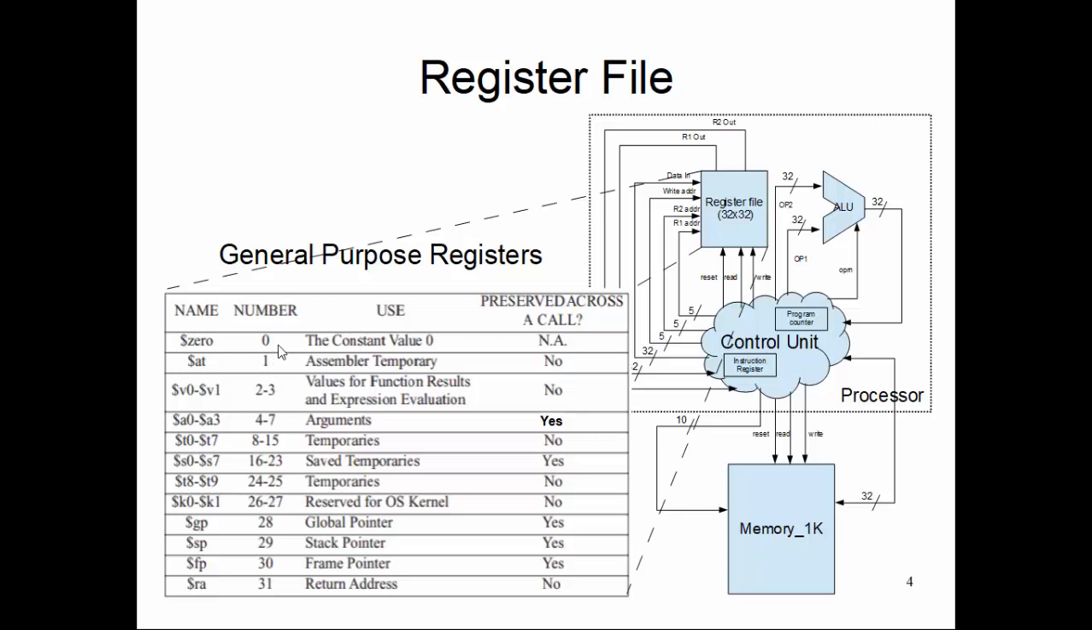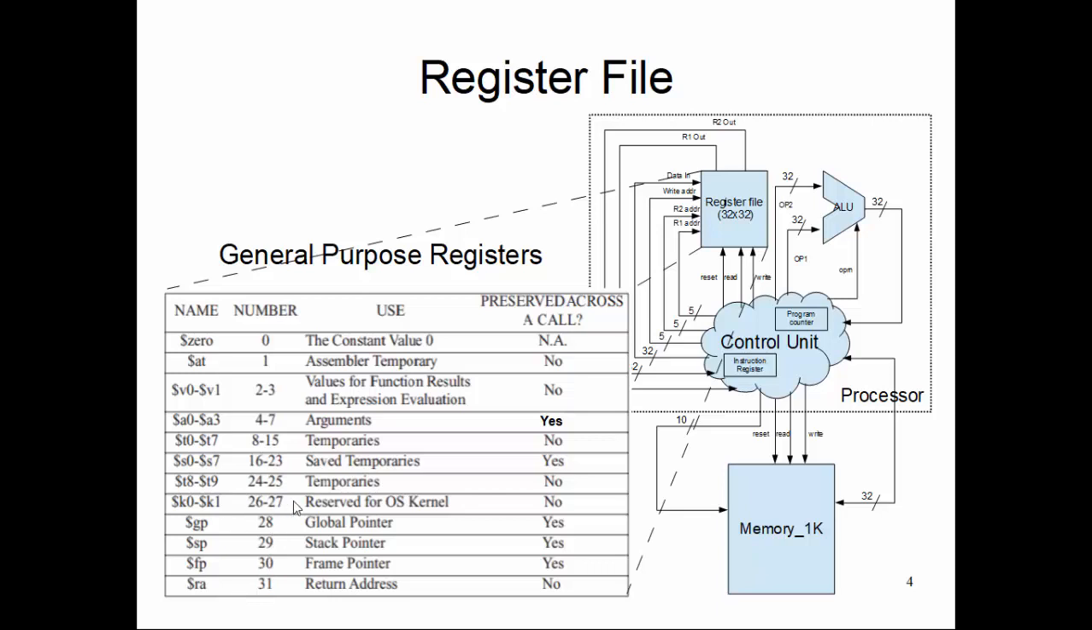So what is our restriction? Register 0 we cannot write, $at we need to avoid, 2 registers we need to avoid, and the last 4: GP, SP, FP, RA. So 2 plus 4, 6 registers we need to avoid.